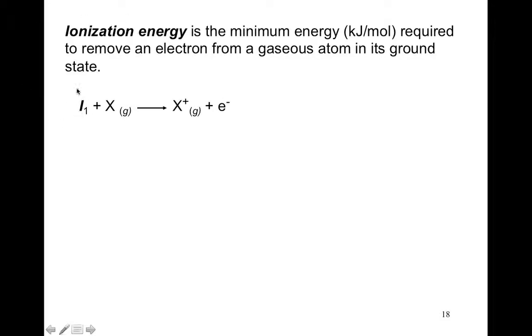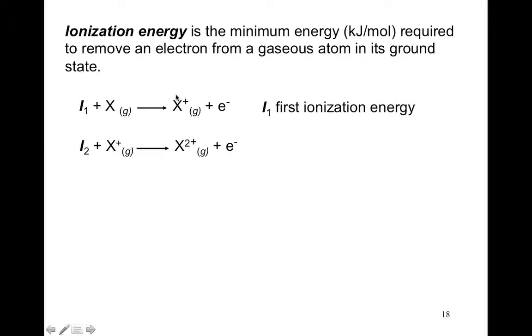So here you've got your atom, or rather your ionization energy plus whatever atom you're dealing with goes to that atom becoming a cation plus 1 and the electron that you pulled away. That's called our first ionization energy. How much energy did it take to pull the first electron away? Now if we're going to do it again, we have to use a different energy.